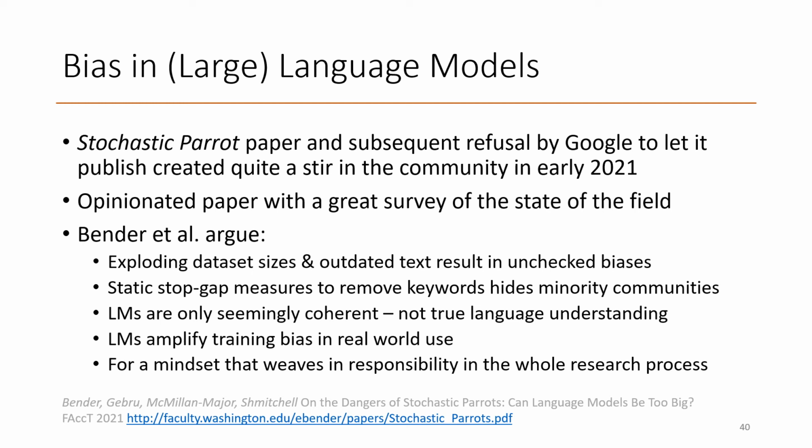So the authors argue that exploding dataset sizes in training large language models, including using outdated text, will result in unchecked biases. And if you apply static stopgap measures, such as removing documents that contain certain keywords, you might hide minority communities and have an adverse effect counter to what they're actually employed for. And language models are only seemingly coherent, especially if they create text. So it's not true language understanding. And language models also amplify training bias in real-world use.